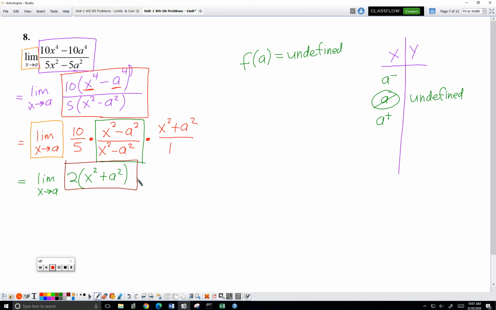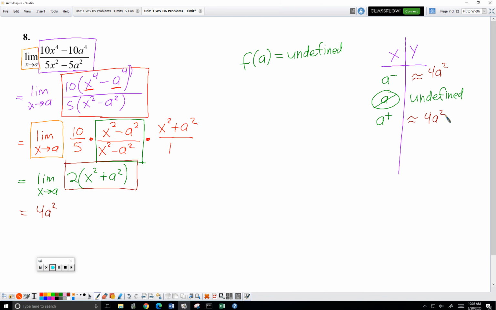So we just plug in close to a. Close to a squared will be close to a squared. Close to a squared plus a squared is going to be close to 2a squared. Times 2, the answer is 4a squared. So this y coordinate is getting really close to 4a squared. That's the value of the limit.